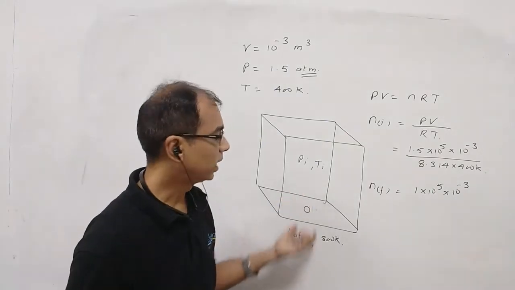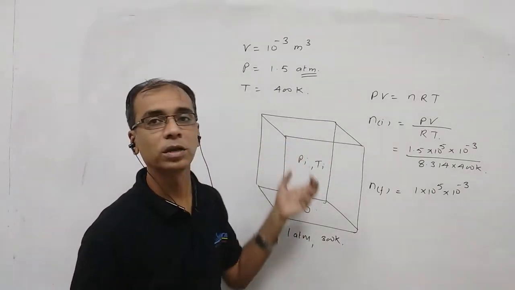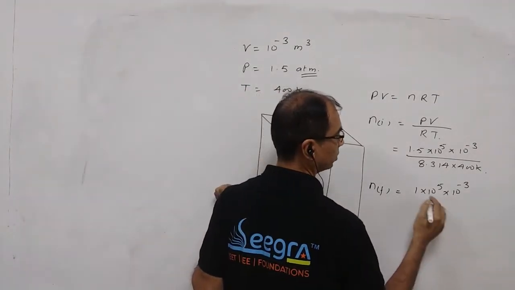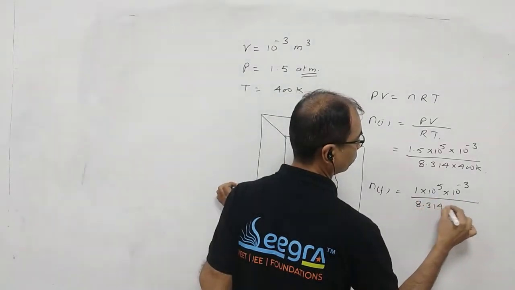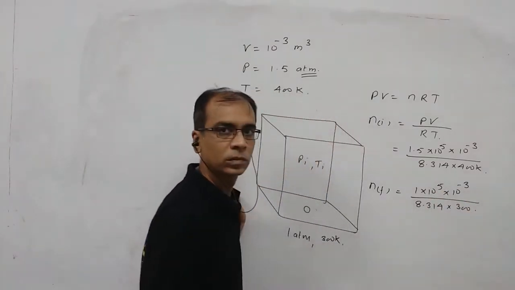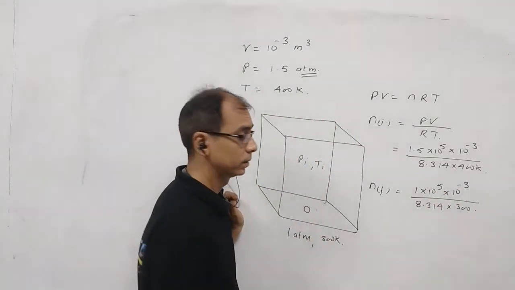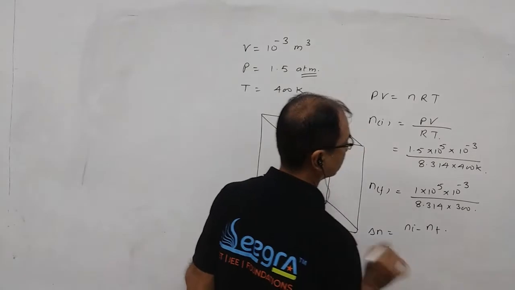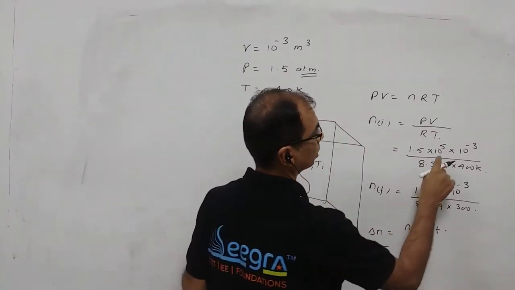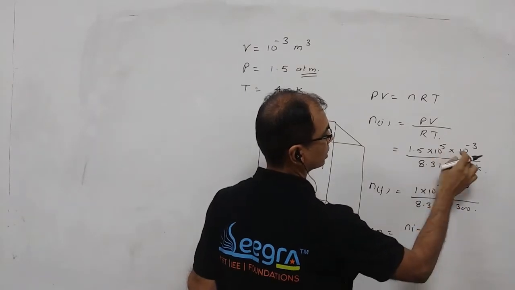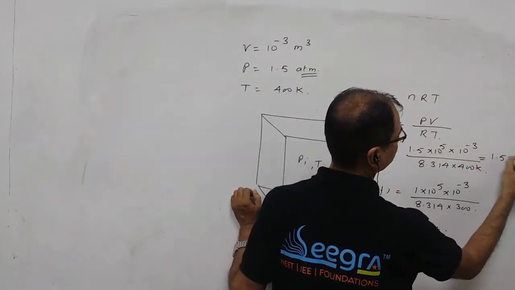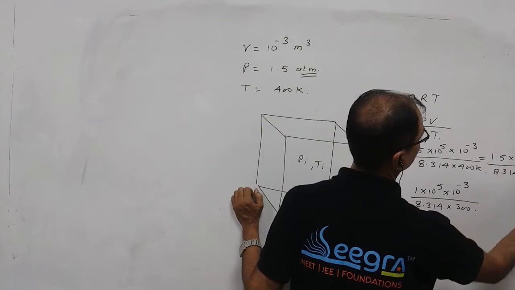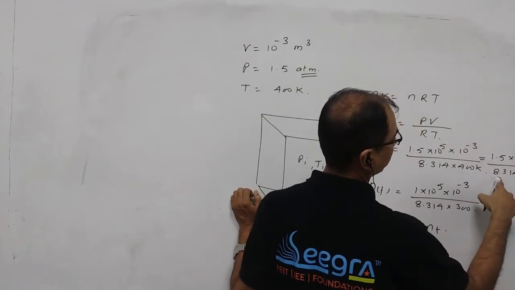So here also, even though some mass has gone outside, the total volume occupied by the gas will be full only. So 1 atmosphere into volume by R, 8.314, into temperature 300. Now the number of moles gone outside, delta N, we want Ni minus Nf. You see what we can take out immediately. 10 to the power 5, 10 to the power minus 3, this is outside. Let's solve. 1.5 into 10 to the power 2 by 8.314 into 400. 10 to the power 2 is also cancelled. So 1.5 by 8.314 into 4.